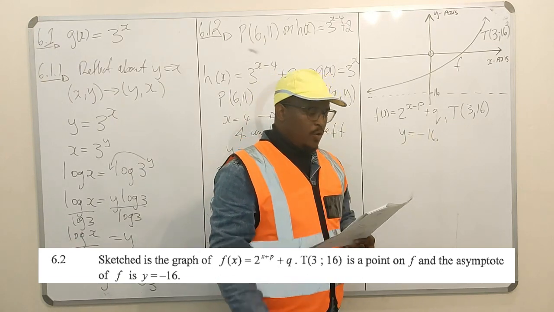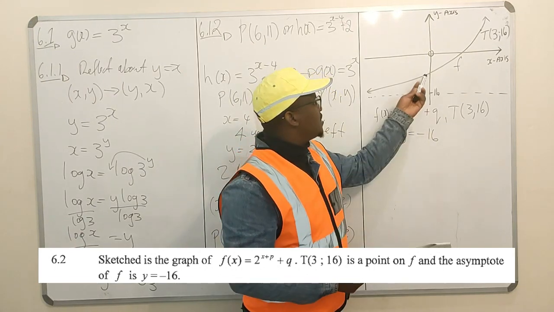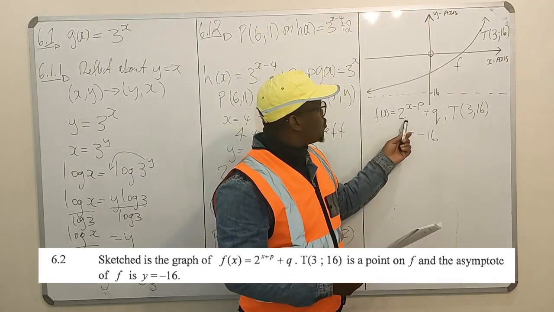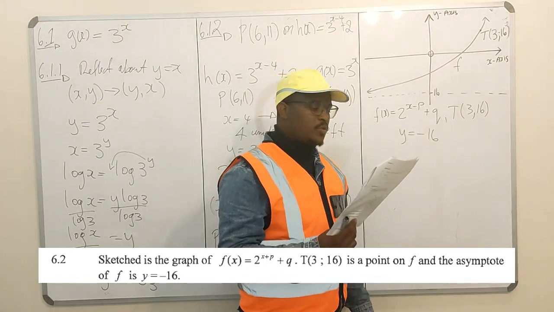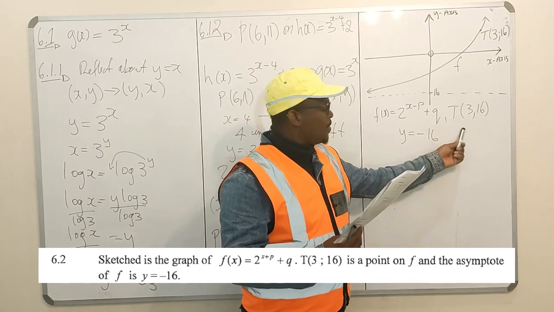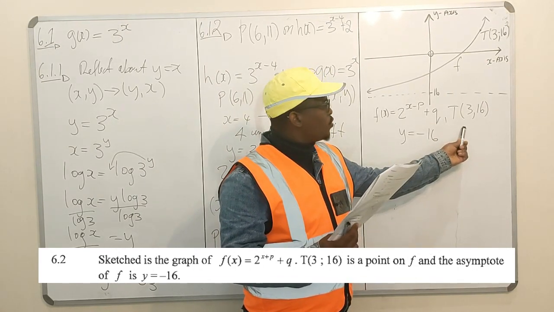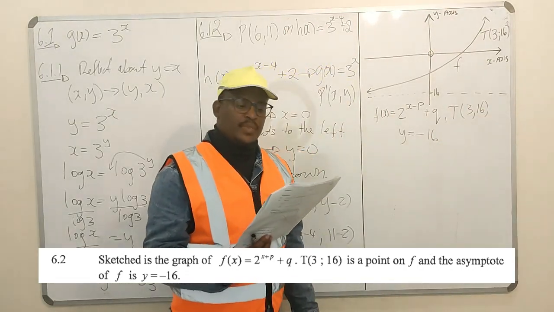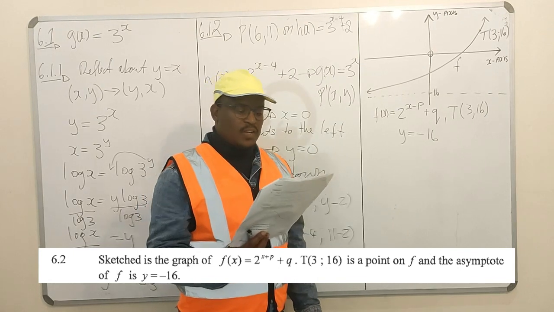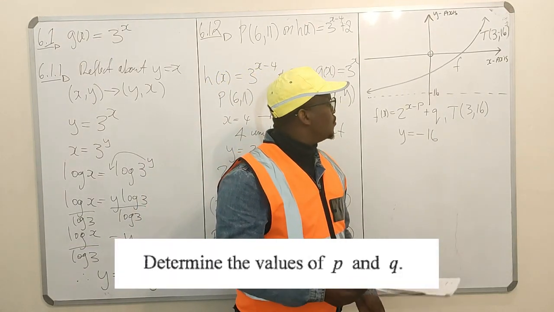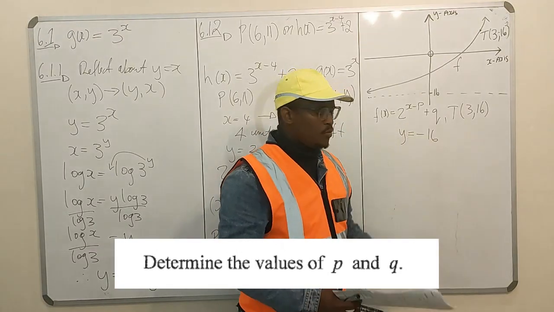So sketched below is the graph of f, which has the equation f of x equal to 2 raised to x plus p, plus q. T is a point on f, and the horizontal asymptote of f, this one, is y is equal to minus 16. Here's the question. Determine the values of p and q. You want us to find the values of p and q.